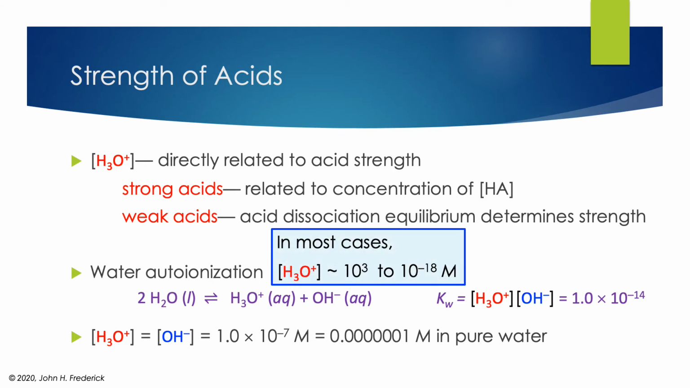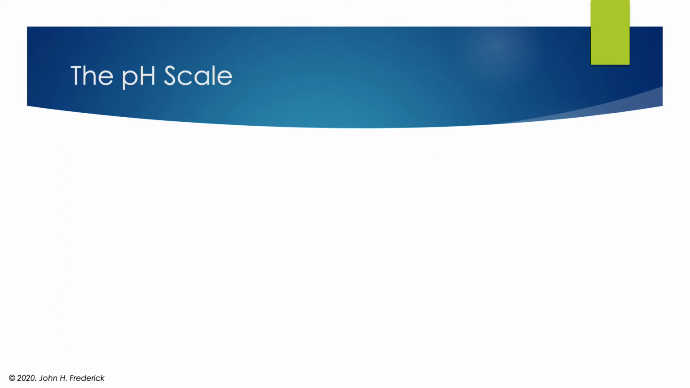In most cases, we're going to run into solutions that have a hydronium ion concentration that has a maximum of about 1,000 and a minimum that could be as low as 10 to the minus 18 or even lower. Now that's 21 orders of magnitude. That's quite a large range of numbers, and so talking about them in a convenient way is the challenge that we face now when we talk about acid strengths. For this purpose, we devised something called the pH scale.